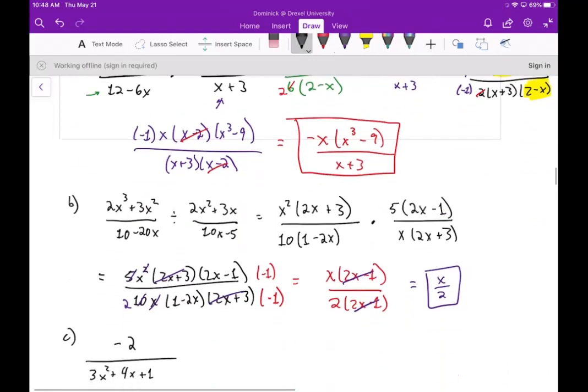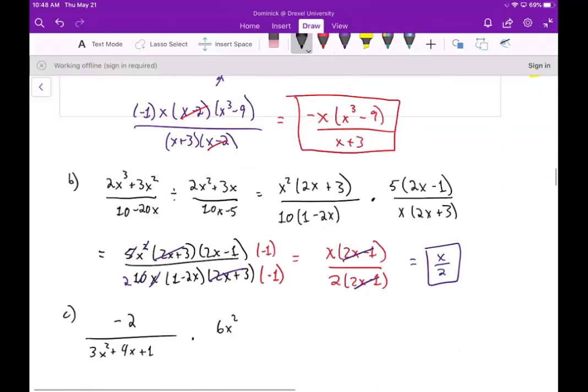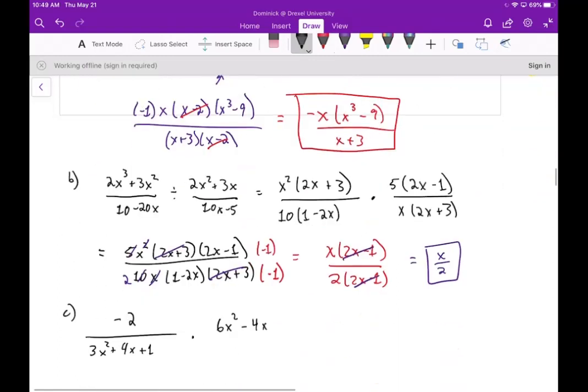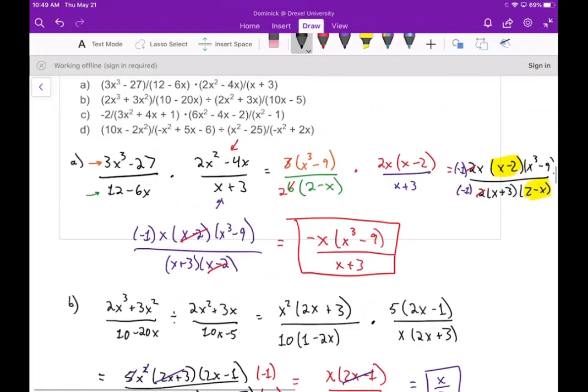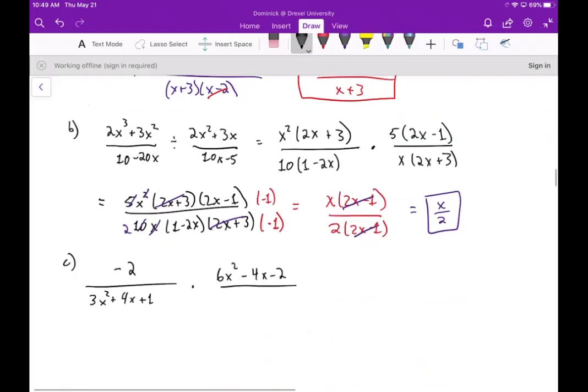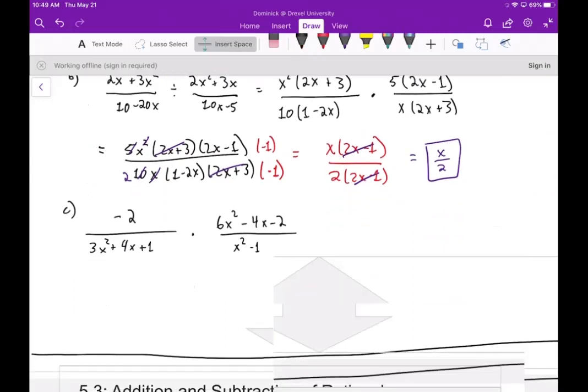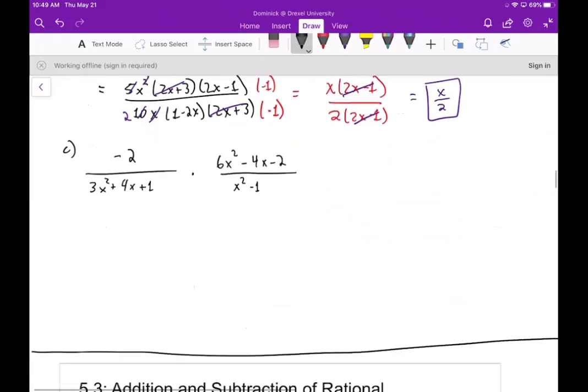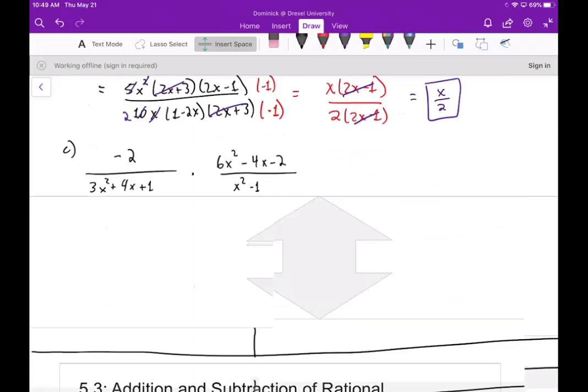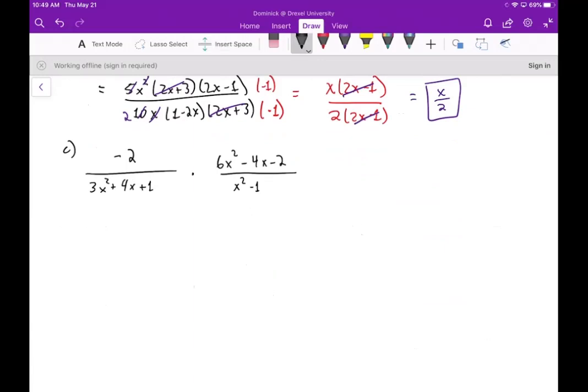And then times 6x squared minus 4x minus 2 over, I believe, an x squared minus 1. Okay, so a little bit more work in terms of the factoring here. So here, let's factor this one off to the side.